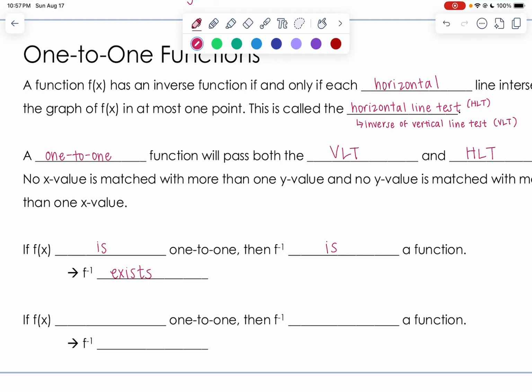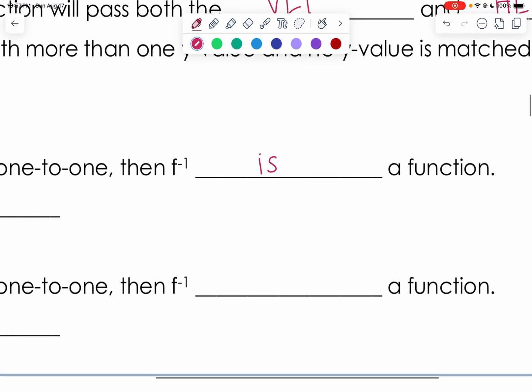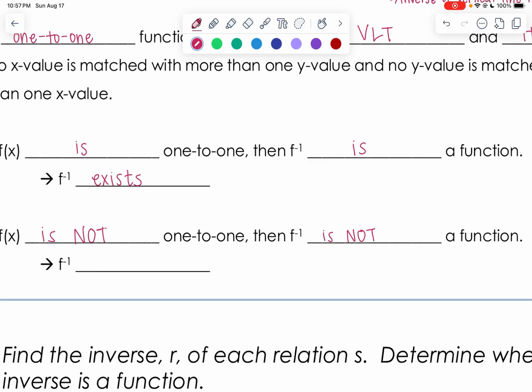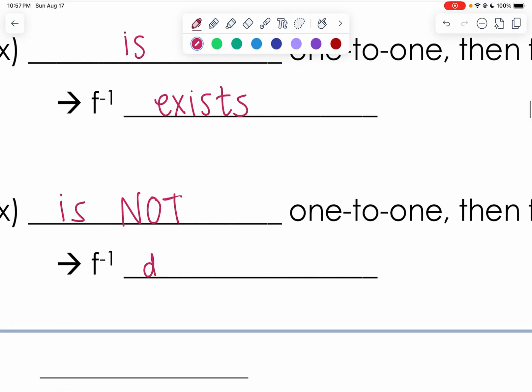But if f of x is not one-to-one, okay, maybe every input has one output, but every output has more than one input, then that means that your inverse is not a function, and therefore your inverse does not exist.